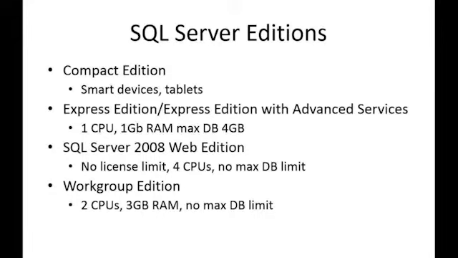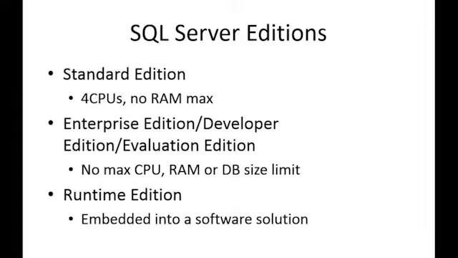So like I just said, Express has a 4 gig limit. This one has no database limit, so it could be as large as it needs to get. And again, this is to support those web users, or those web applications, I should say. Then we have a Workgroup Edition, which is a little bit different than the domain type editions, but that supports 2 CPUs, 3 gigs of RAM, and no max database limit for the Workgroup Edition.